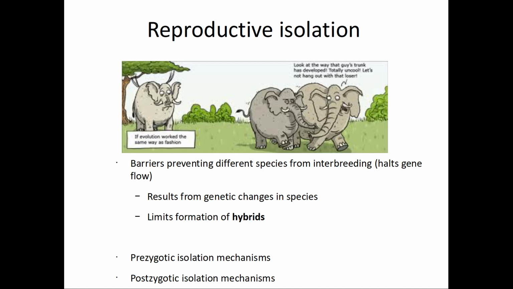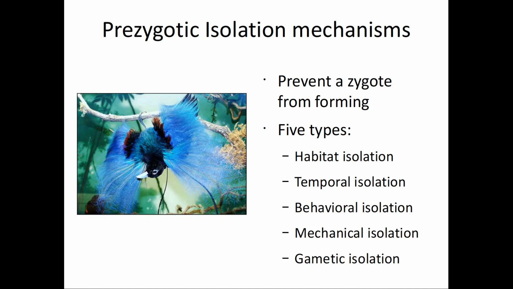All right, so one way that we can prevent genes from flowing between different populations is various forms of isolation, reproductive isolation. There are two main forms of reproductive isolation: prezygotic and postzygotic. Prezygotic is basically before mating, before the zygote is formed.